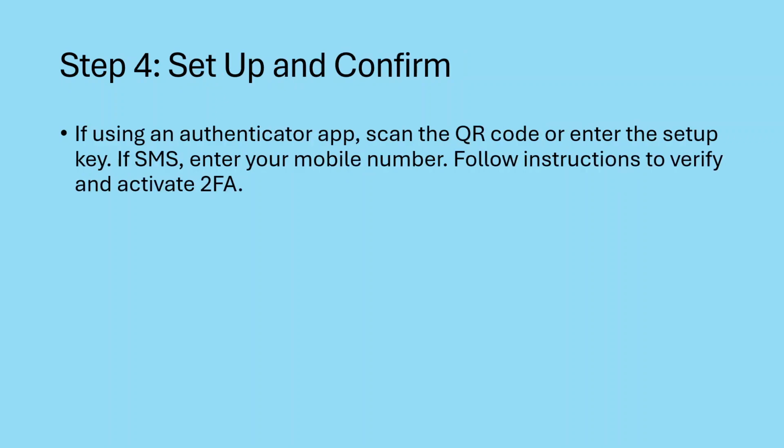Step 4. Set up and confirm. If using an authenticator app, scan the QR code or enter the setup key. If SMS, enter your mobile number. Follow instructions to verify and activate two-factor authentication.